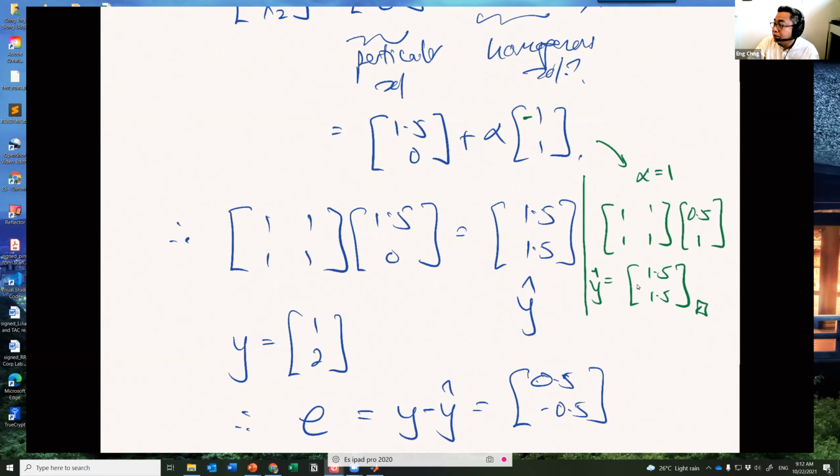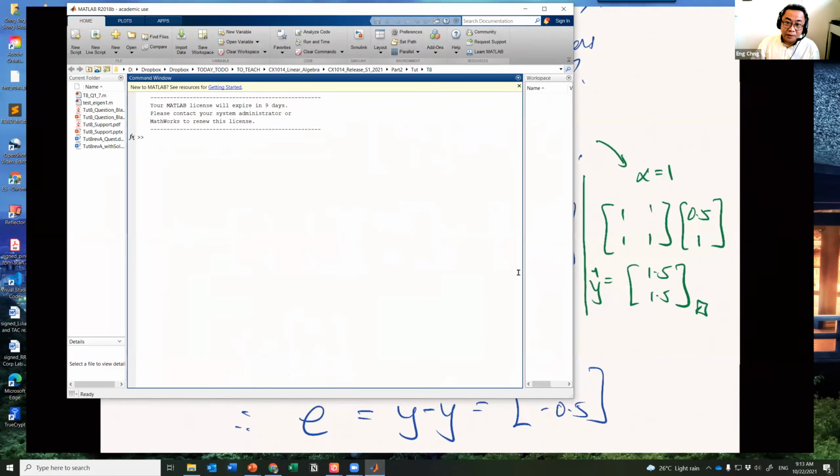So Oliver now asks, if we solve via the normal equations, do we take away the homogeneous equation? Okay, so this is a very advanced question. Okay, so let's do this.